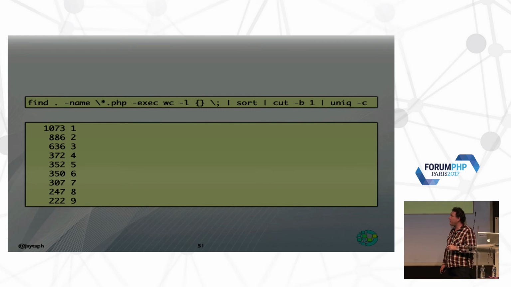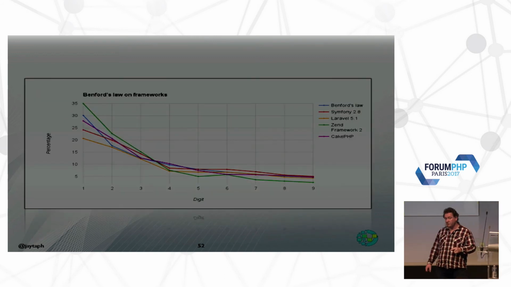So this is the Symfony framework I worked with. So I tried it with a few others. So with Laravel, with Zend Framework, with CakePHP, and they all follow the same curvature. There's a line in there, a blue line, that is actually Benford's law. And you notice that all frameworks pretty much follow the same thing, except a little bit for Zend Framework, where there's a little dip in the 5. So I always thought Zend Framework was a little bit shady, and now I know why. No, but you can see that they all follow the same path.